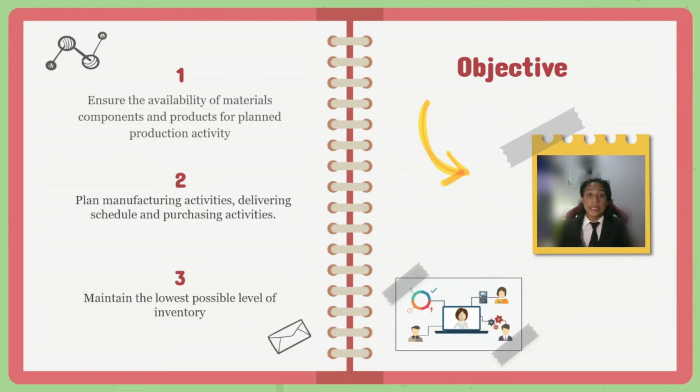Okay, we're moving on to the second objective. It is planned manufacturing activities, delivery schedule and purchasing activities. Firstly, by having a plan in purchasing materials, the company can estimate the cost of purchasing and it can also reduce wastage on unused materials. After that, we go to the manufacturing activities.